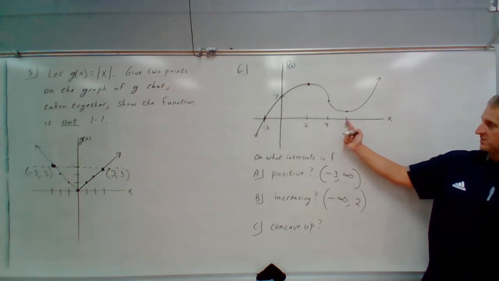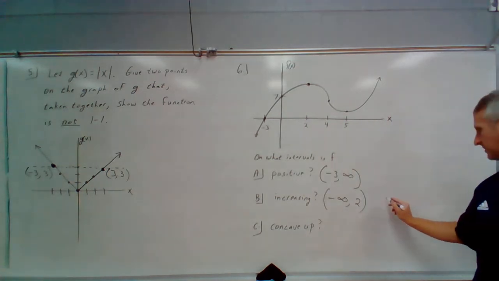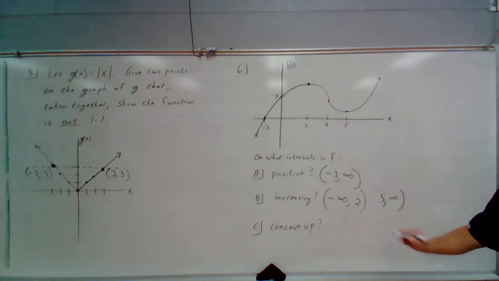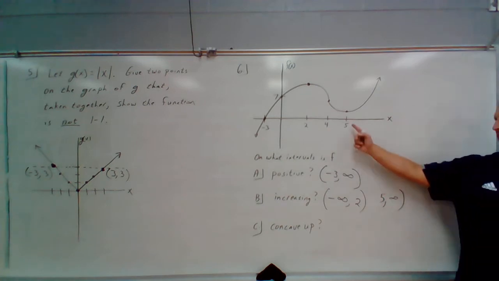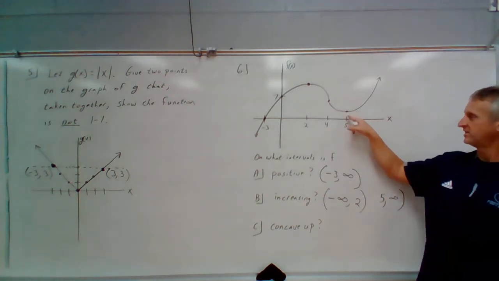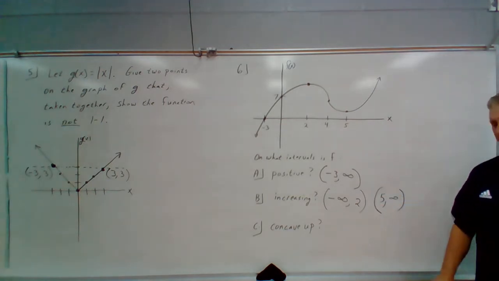I'm also increasing from 5 on this way forever. So from 5 to infinity. Infinity is always going to get an open parenthesis. At 5, I'm not increasing or decreasing. I'm at the bottom of a hill, so it's kind of flat down there. So again, I'm going to use an open parenthesis.